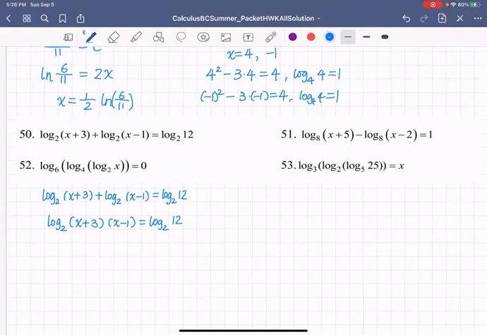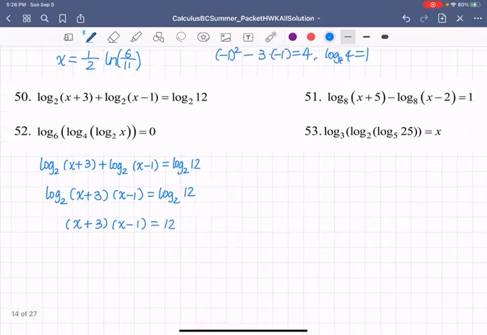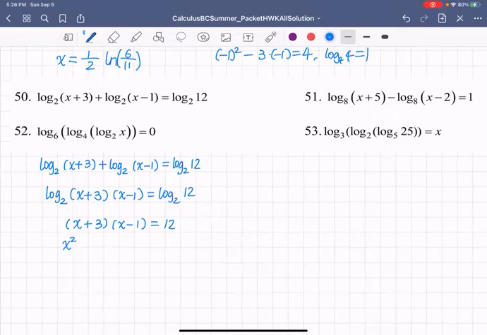So x plus 3 times x minus 1 would factor out to x squared plus 2x minus 3. Minus x. Oh, right.